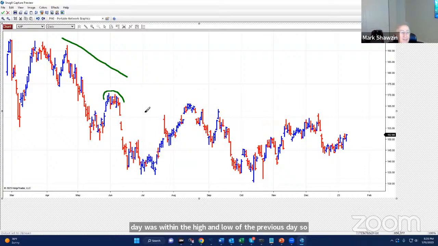So the way I look at that, this is a coil. It's a storing of energy. And then I look for the energy to release in the direction of the pattern and the trend. And this is exactly what I did.